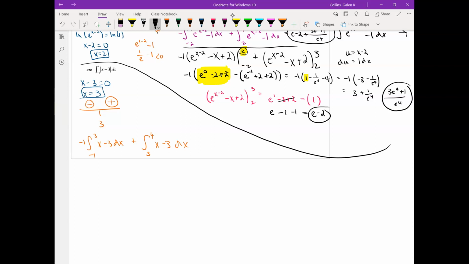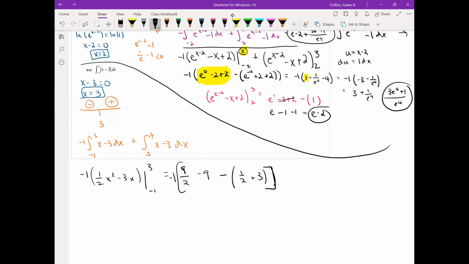Find the antiderivative. So let's see, that is 1/2 x squared minus 3x. And then when we evaluate that from -1 to 3, we need that -1 out in front. So let's see, 3 squared over 2, so 9/2, minus 9. Oh yeah, and let me put this -1 out in front so I don't forget. That's what we get when we plug in the 3. Minus, when we plug in the -1, 1/2 plus 3.